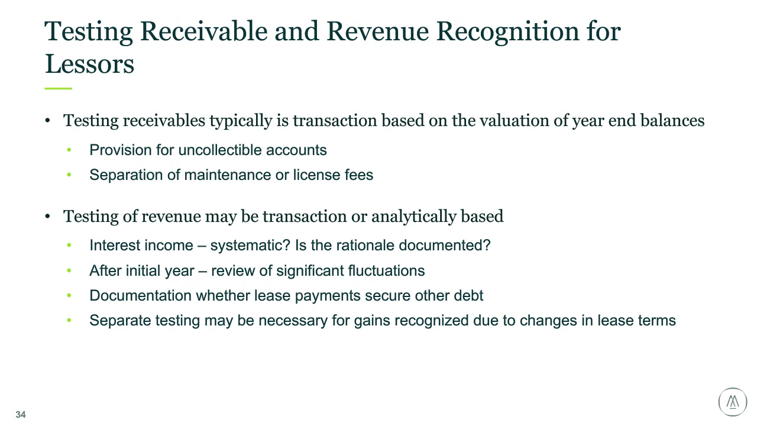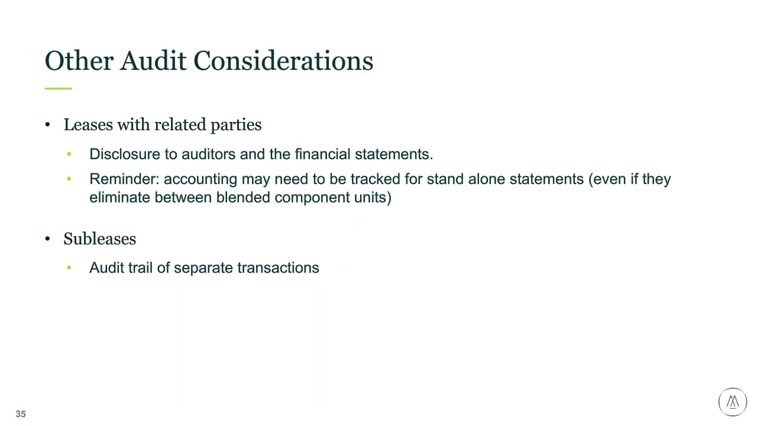Just a few other audit considerations to be aware of. Laurie did touch on leases with related parties. Just remember to let your auditors know at the beginning of the audit. It's generally part of a request we've already made or included in a questionnaire that you may have filled out. Secondly, ensure disclosure is included in the financial statements. And then accounting may need to be tracked for standalone statements, even if they eliminate between blended component units.